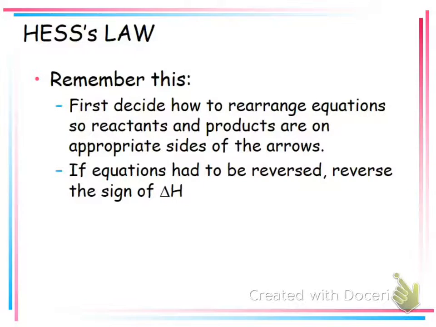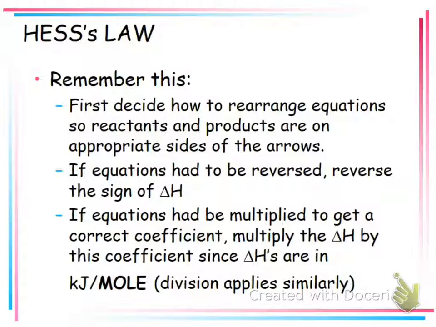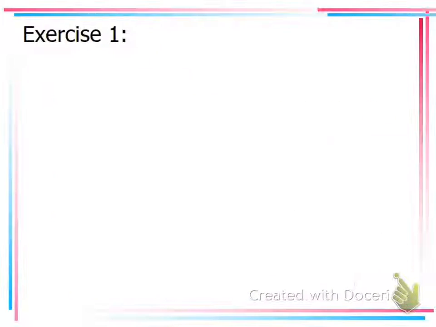Also, if we have to take the equation and multiply or divide, for that matter, to get the overall numbers that we need, we have to do the same thing to delta H. So basically, whatever we do to the equation, we have to do the same thing to delta H. So let's try a couple of examples and see if you can understand what we're doing.